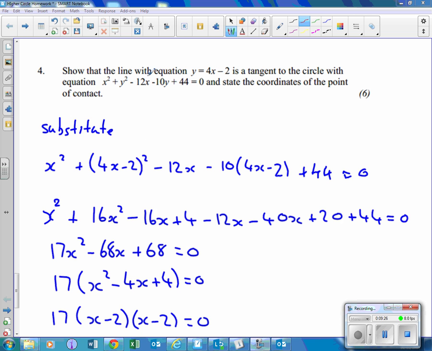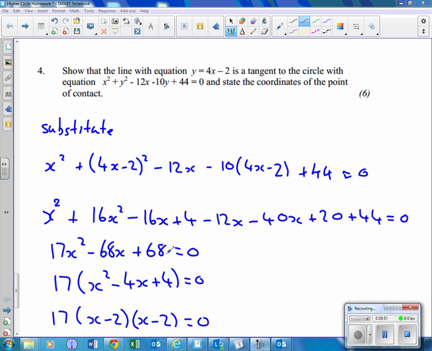Right, last question. Show this line as a tangent to the circle. To show that, we need to substitute in and show there's only one root. So we already have it in the format y equals function of x. So substitute in for y. So x squared plus y squared becomes x squared plus 4x minus 2 all squared. Substitute in here as well.